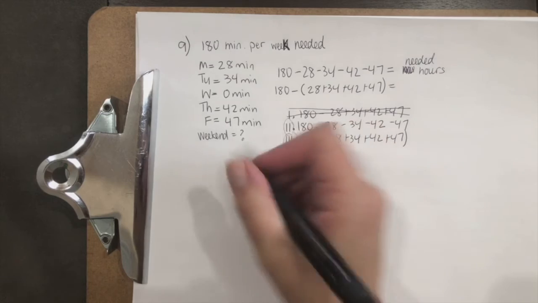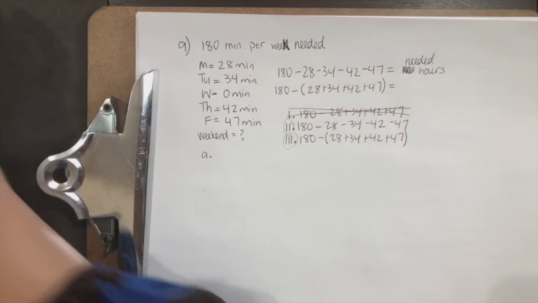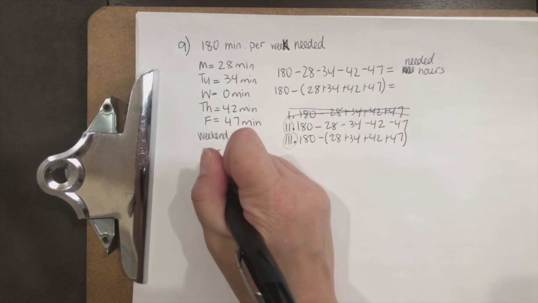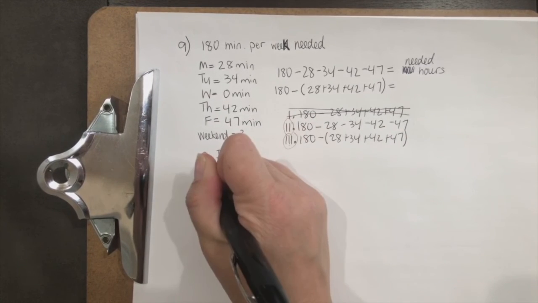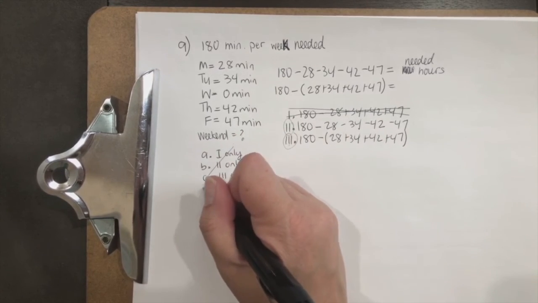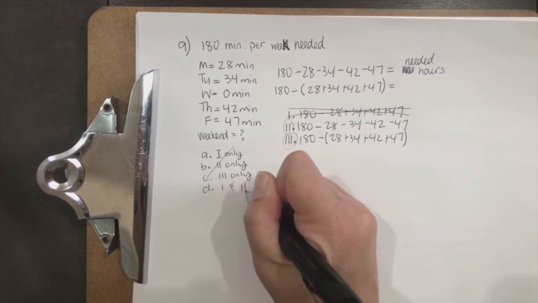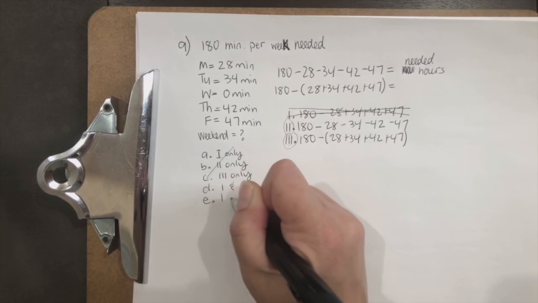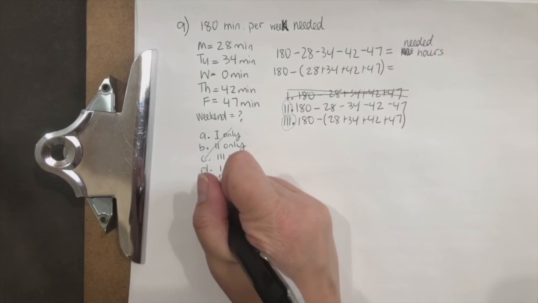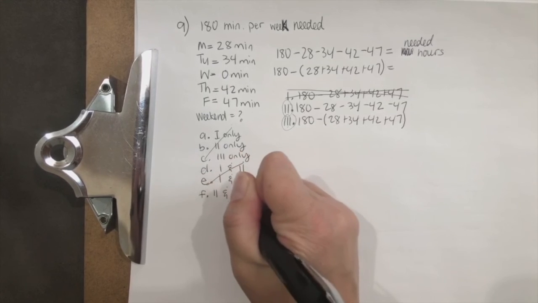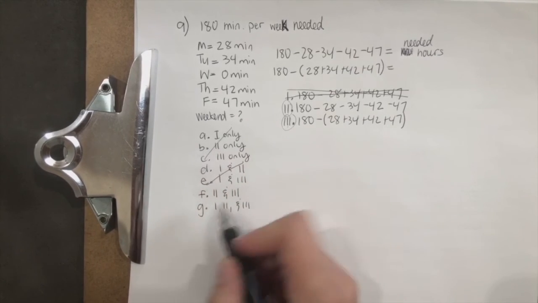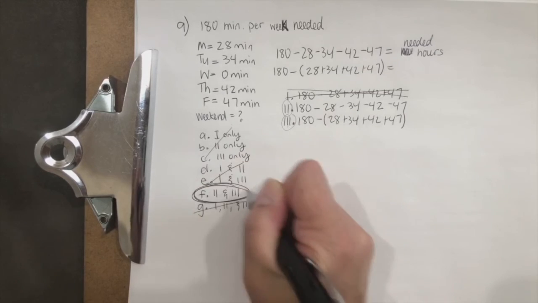So A says 1 only. This is what it says on the worksheet. A says 1 only, and these are like Roman numerals. B says 2 only. C says 3 only. Well, we know it's not only, so those are all incorrect. D, 1 and 2. E, 1 and 3. No, anything with 1 is going to be wrong. F says 2 and 3. And G says 1, 2, and 3. Well, no, not 1. So F is our correct answer here.